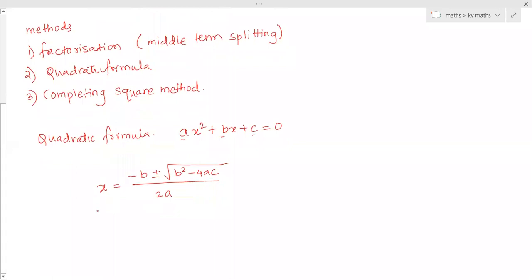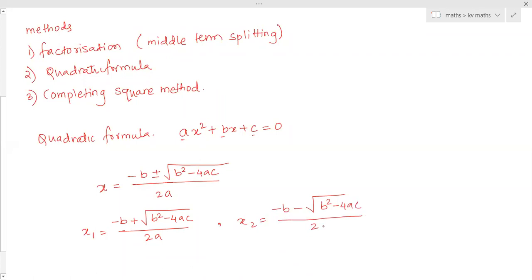That means, since it is a quadratic polynomial, it has maximum two zeros. Two zeros can be calculated by this method. So how to calculate? x1 is equal to minus b plus square root of b square minus 4ac, divided by 2a. And the second value, x2 is equal to minus b, now this sign is minus, square root of b square minus 4ac, divided by 2a. This way you will get two values of x, so we can find the two zeros or two roots of the quadratic equation.